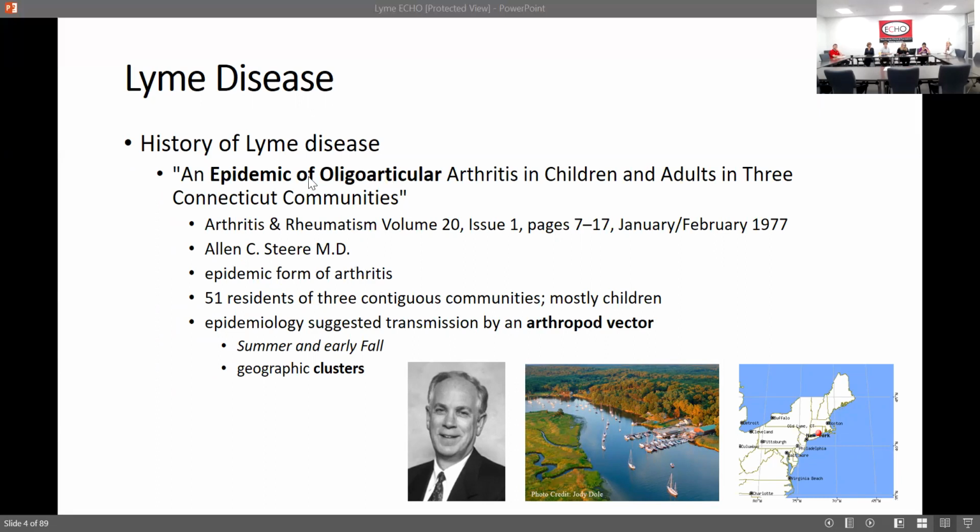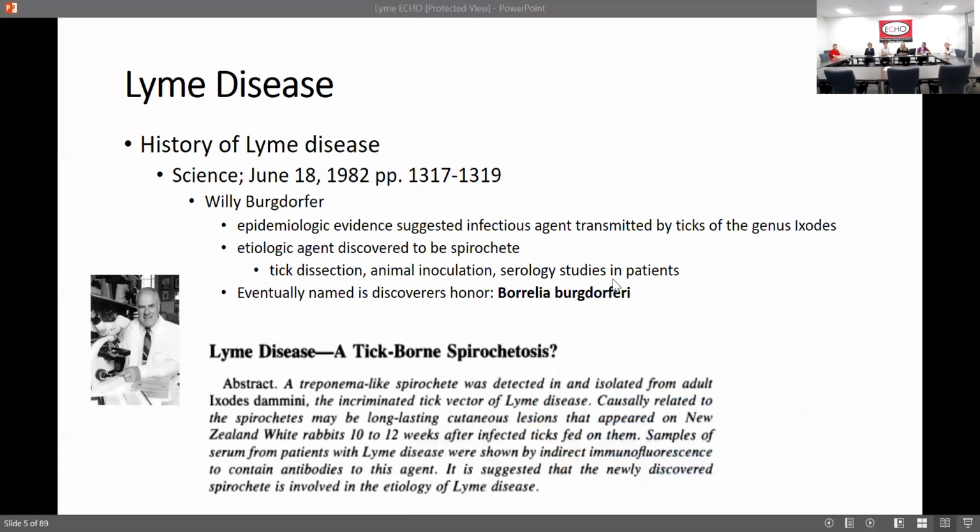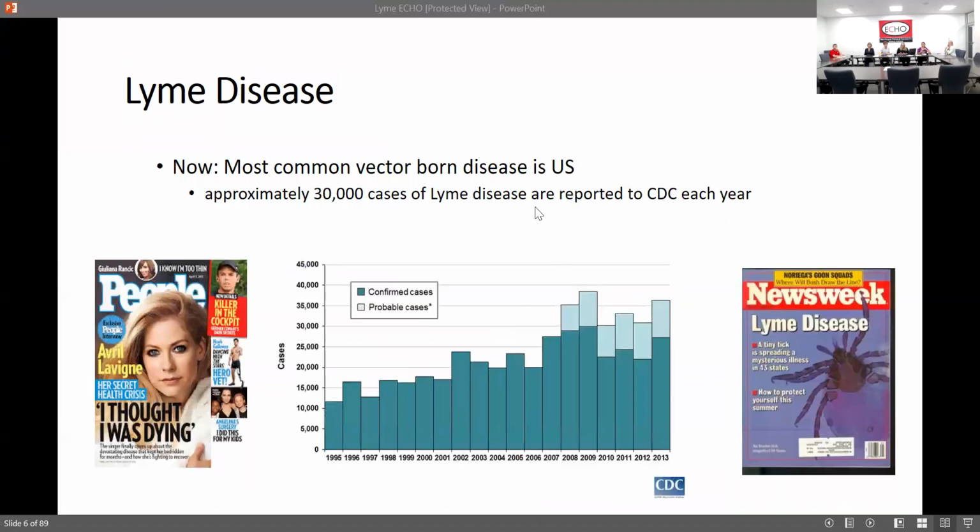So I say, hey, there was this arthritis that a rheumatologist described in kids up in Lyme, Connecticut back in the 1970s, okay? And it was clustered and they hypothesized that it came from a tick. And then a couple years later, they figured out it did come from a tick, the Ixodes tick, and they actually found out a spirochete was the etiologic agent. And since then, Lyme has bloomed into one of the most common zoonotic illnesses in our country.